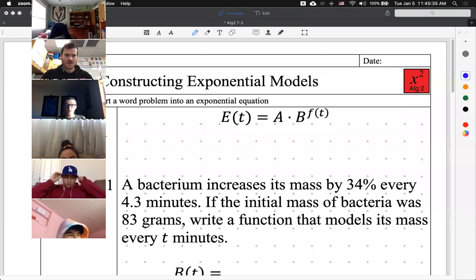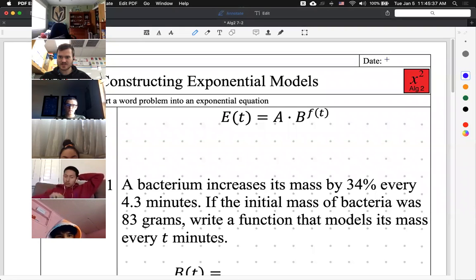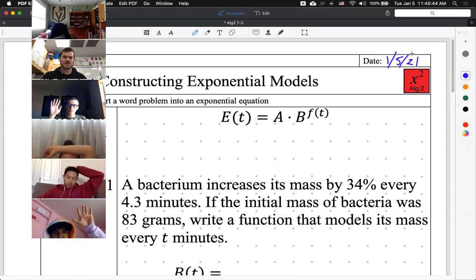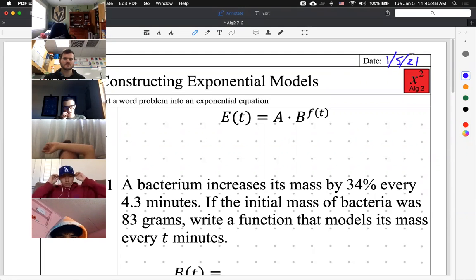All right, 7-2 for Algebra 2. Today's date is Tuesday, January 5th, 2021. Our objective today is to convert a word problem into an exponential equation.